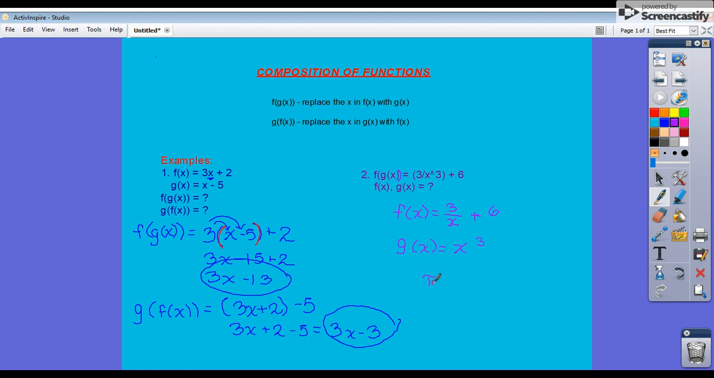So if I wanted to check it, we're going to do exactly what we did in the first problem. So I will write f of x, 3 over x plus 6, but I'm going to replace the x with the g function, which is x to the third. Drop down the plus 6. So it gives me the same function as the one given.